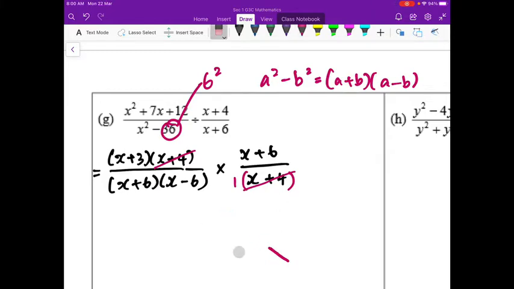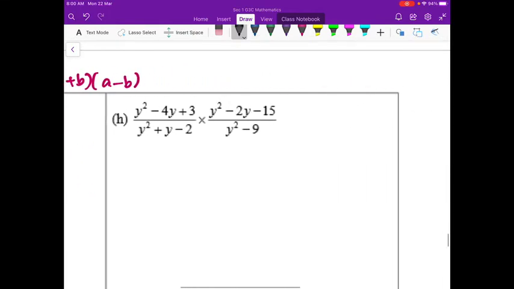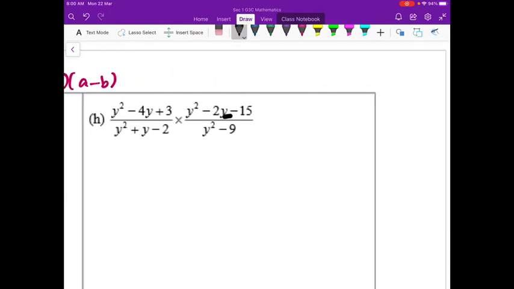Okay, so we have just cancelled away one set of common factor, and clearly we have another x plus 6 as well as x plus 6. And this simplifies to become x plus 3 over x minus 6. You see that this is a much simpler form than the original. Simpler, easier to work with, easy to do substitution if we need to. And then the last question. Wow, I see quadratic everywhere, I see power 2 everywhere. Gonna be lots of factors, I assume.